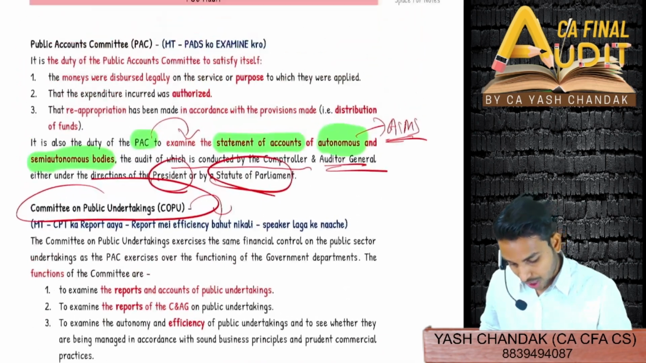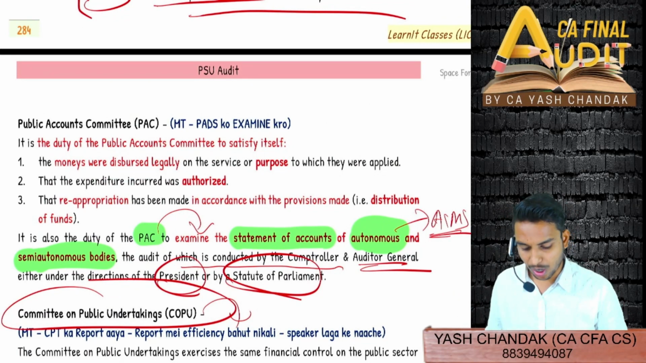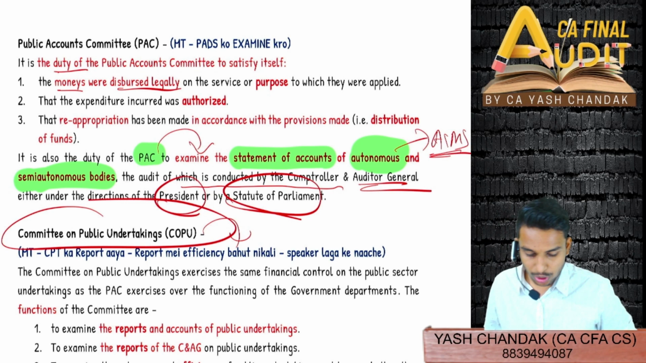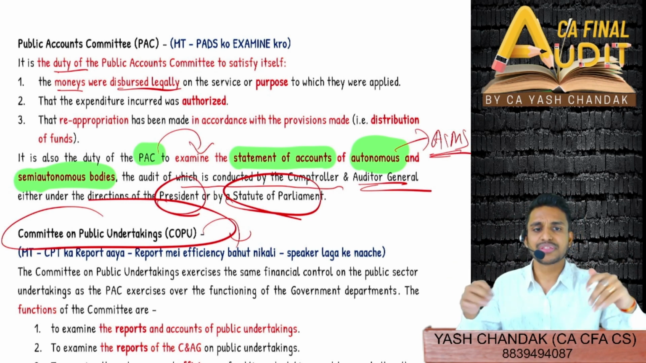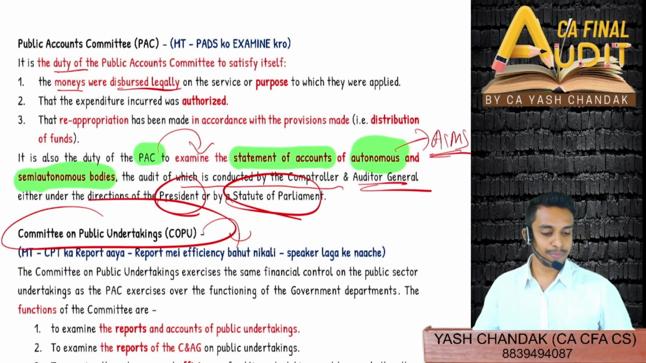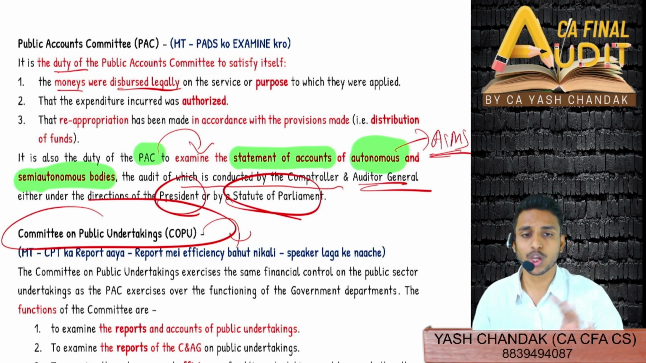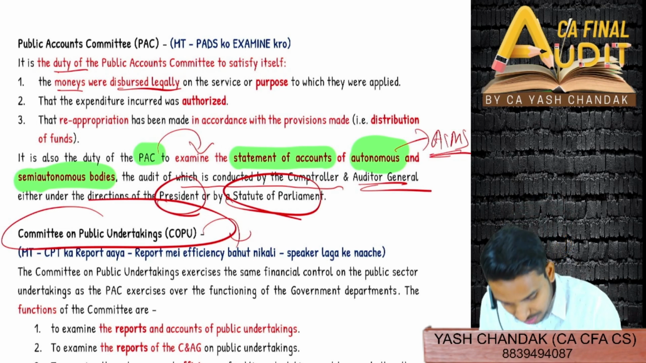So firstly let us see Public Accounts Committee. The Public Accounts Committee's duty is that money should be disbursed legally on the service or purpose to which it is applied. Let's say in the budget they have said that 1000 crore will be applied in fertilizer this time, or 1000 crore will be applied in real estate. So they have this allocation in the budget, right? So money has to be disbursed legally and with proper authorization, with the sanction.